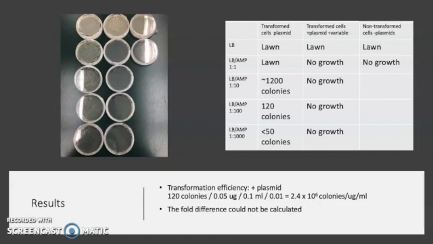So the transformation efficiency for the plus plasmid we found was 2.4 million colonies per microgram per milliliter, and we were not able to calculate the full difference due to not knowing the transformation efficiency of the variable, as there was no transformation.